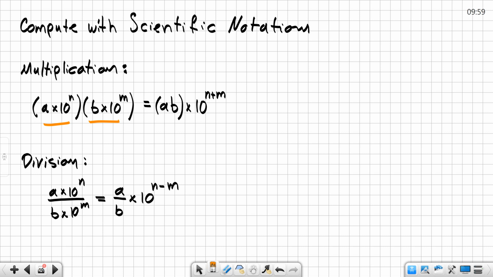This is multiplication all the way through, so I'm simply multiplying the first two numbers and then using the rule for exponents that says 10 raised to the n times 10 raised to the m is just 10 raised to the n plus m. And for division, very similar. I am just going to look at the number values in front. I will take out my calculator, I will divide those, and for the factors of 10, I will use my rules of exponents, n minus m, top minus bottom.